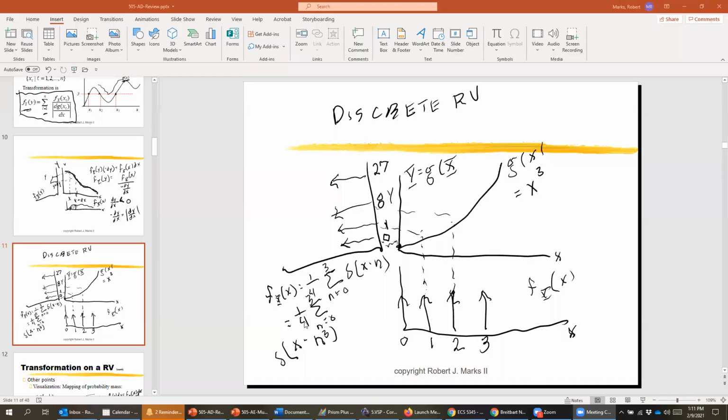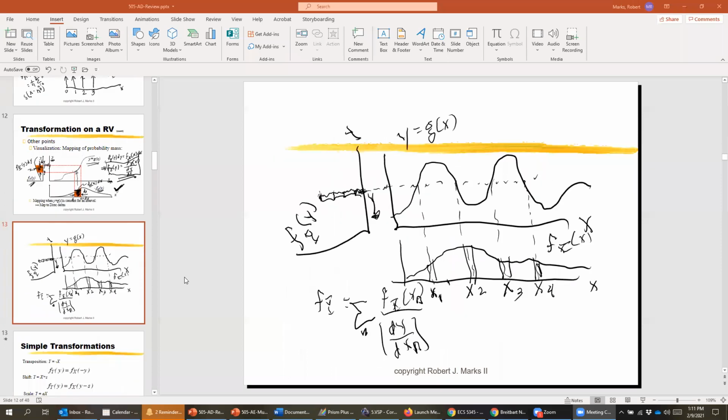Okay. I find when there's no questions, I'm either very clear or very opaque. I'm not sure which one it is.